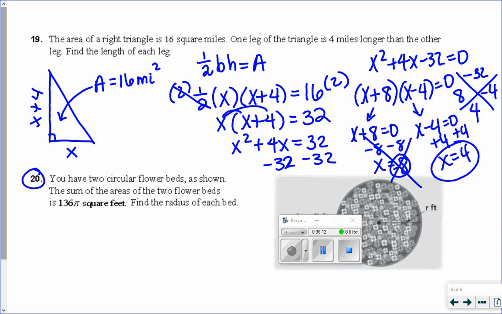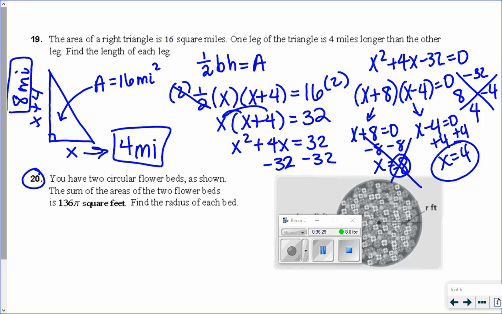So the length of each leg, the shorter one we just discovered, is 4 miles, not inches, miles. And that makes this longer one 4 more than that, which makes it 8 miles. So those are the two dimensions for the length of the two legs. There it is. And then we'll do 20 together in class tomorrow.